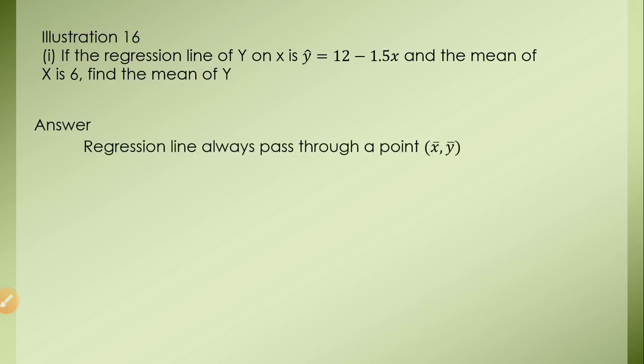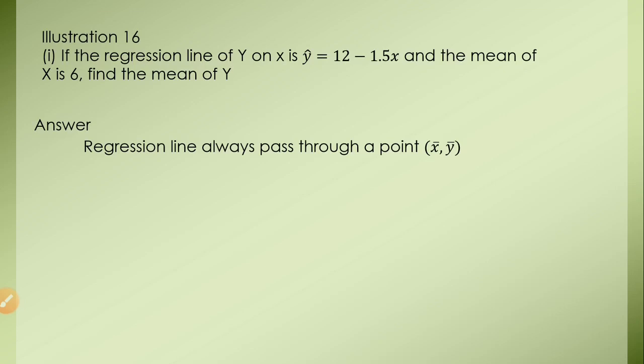First of all, they have explained to us a characteristic: regression line always passes through the point x bar, y bar. Write it in your textbook somewhere, because this question is asked as a 1 mark MCQ also, that from where regression line passes. So it always passes through the mean.